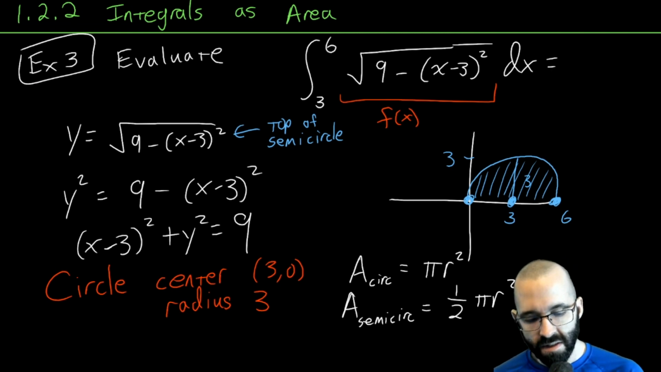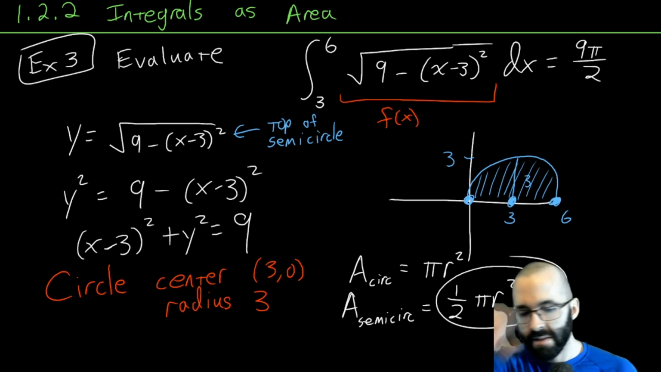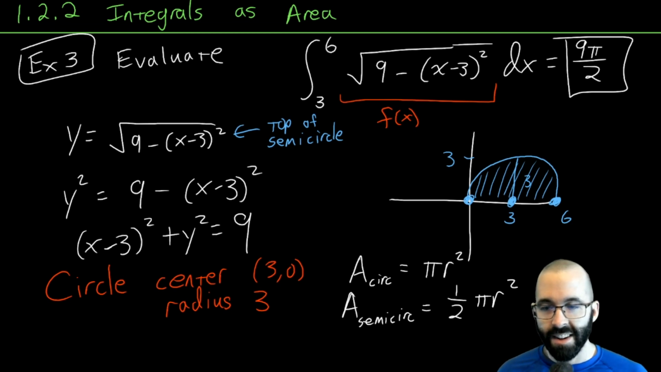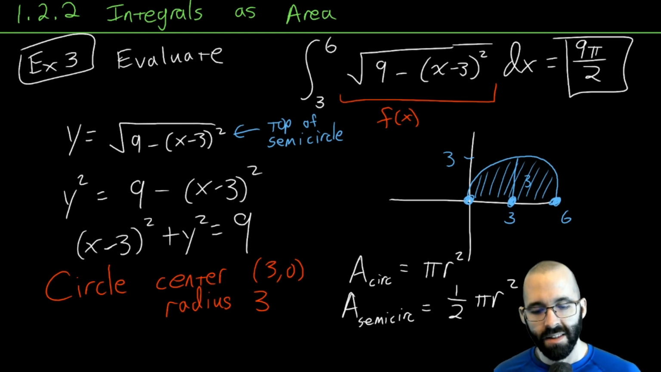This integral is just 9/2 pi, or 9 pi over 2. Right? The radius is 3. 3 squared is 9. No calculus necessary. When I said it's easy, you have to remember some geometry. You have to remember some algebra. But definite integrals are just area.